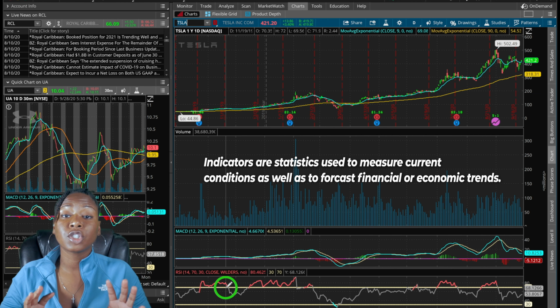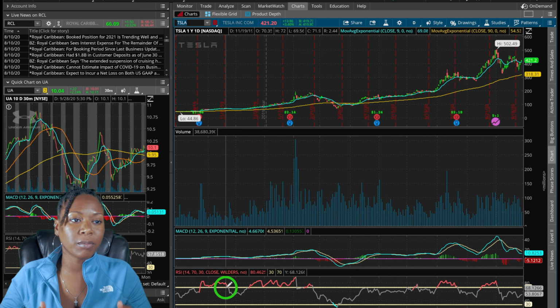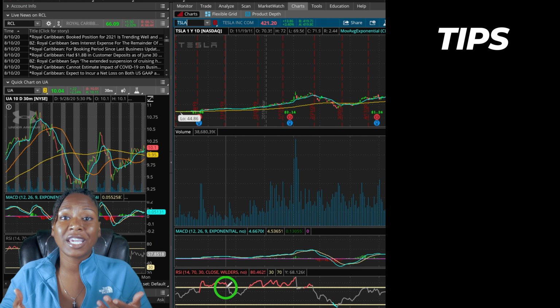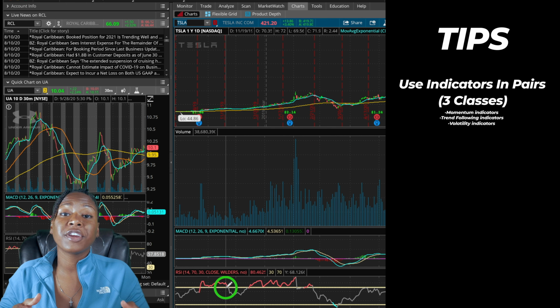Some people don't. So indicators are just tools to help you along in your trading. By themselves, they're not trustworthy. You really can't go off of just one indicator if you get a buy or sell signal or any kind of signal that you're getting. You always want to use indicators in pairs. If you see something in RSI that you like, match it with another indicator.